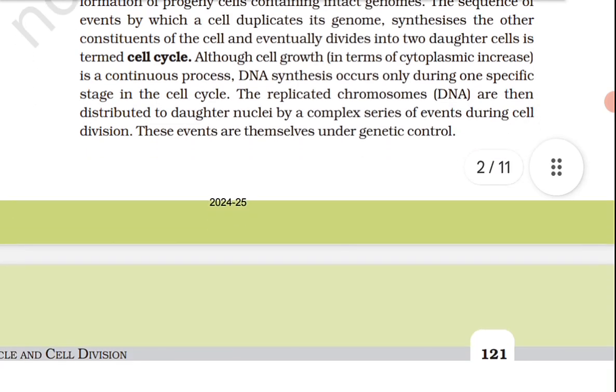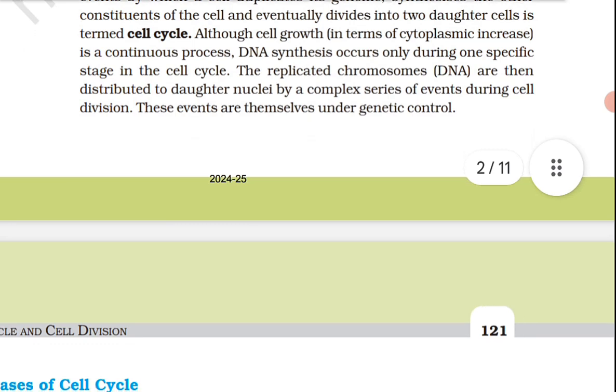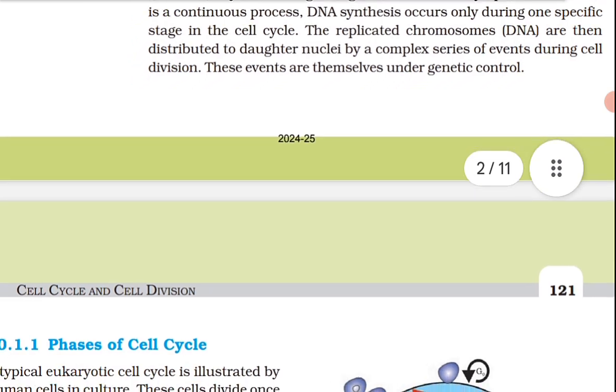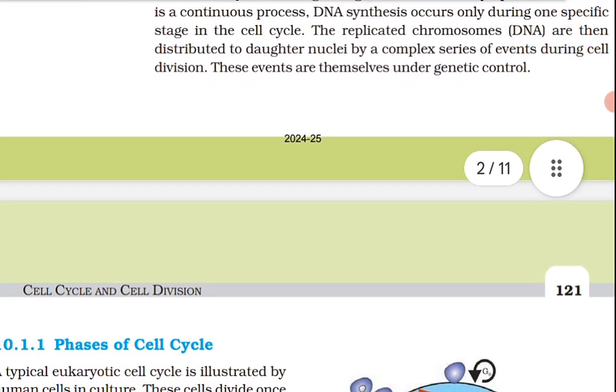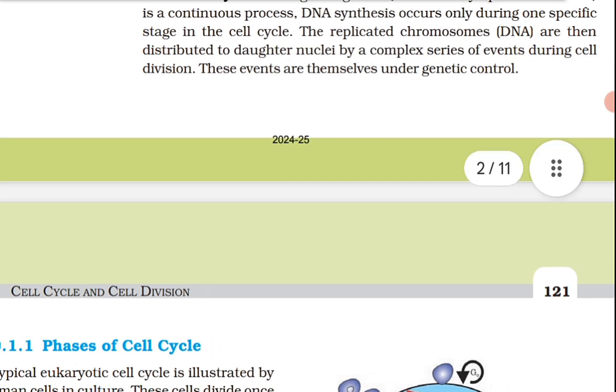Next is phases of the cell cycle. A typical eukaryotic cell cycle is illustrated by human cells in culture. These cells divide once in approximately every 24 hours. However, this duration of the cell cycle can vary from organism to organism and also from cell type to cell type. Yeast, for example, can progress through a cell cycle in only about 90 minutes.